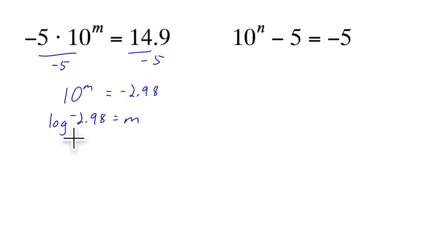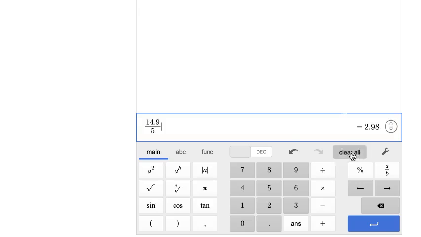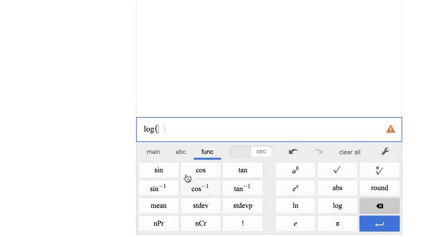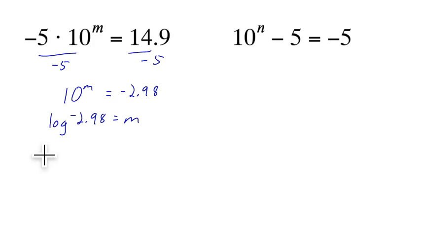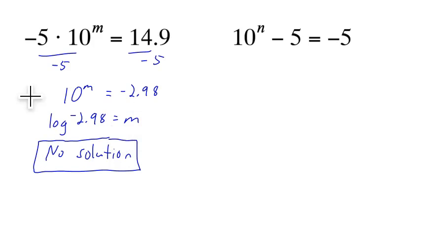And let's see what happens when we try to take the log of negative 2.98 on our calculator. And we notice it's undefined. So for this one, we can stop and say no solution. And let's just pause to think about why that makes sense here. If we look at this equation here, 10 to the power of m is equal to negative 2.98. We have 10 raised to some power is equal to a negative number.